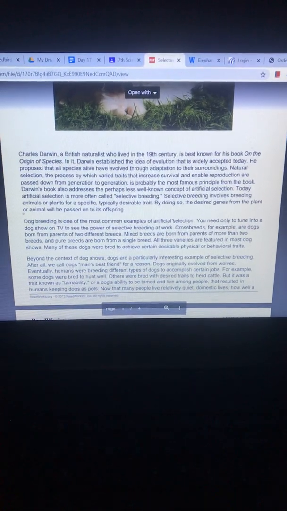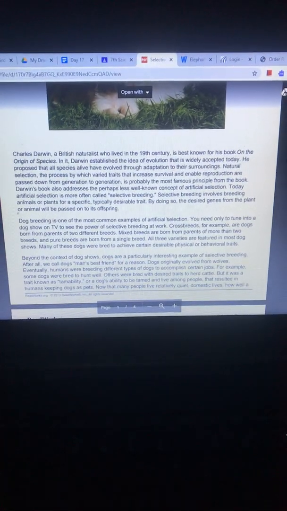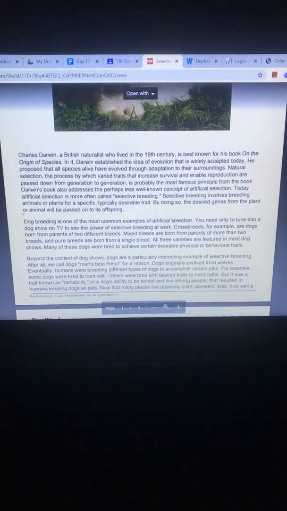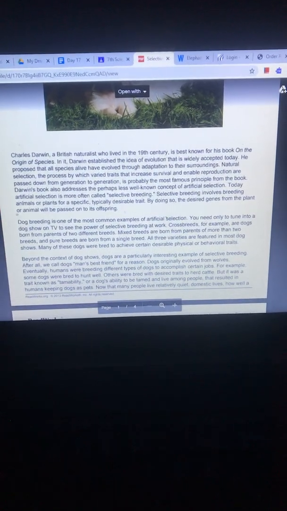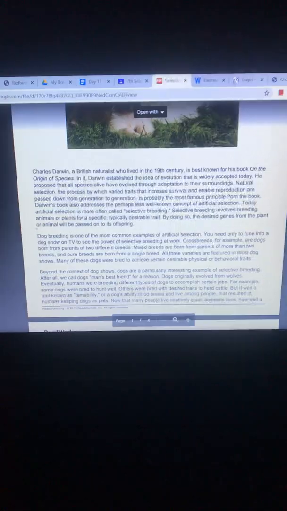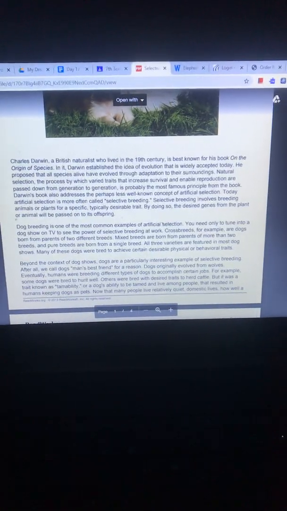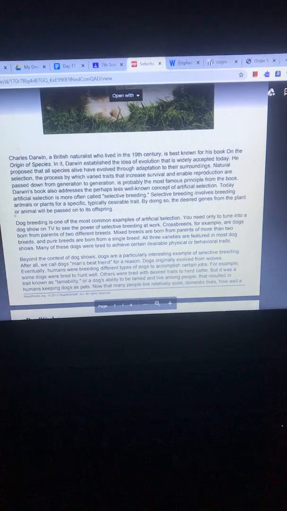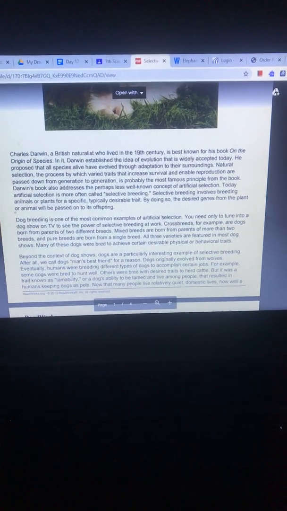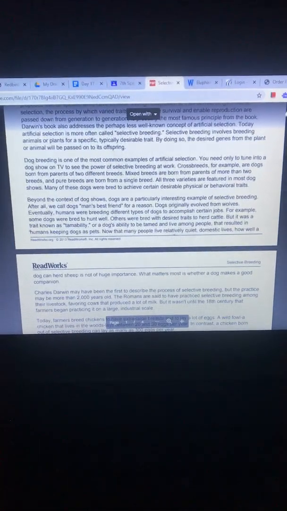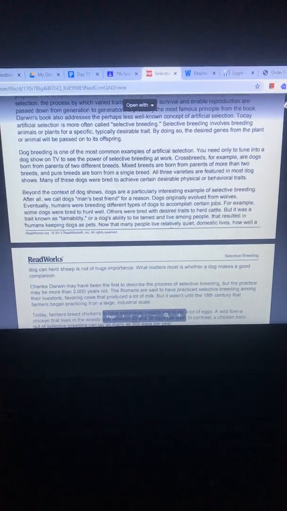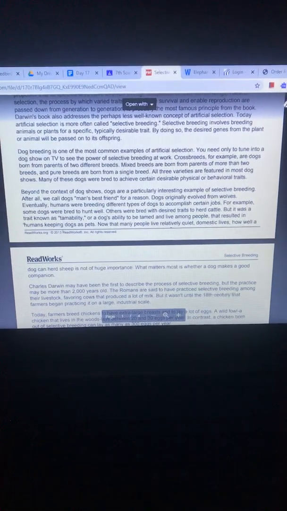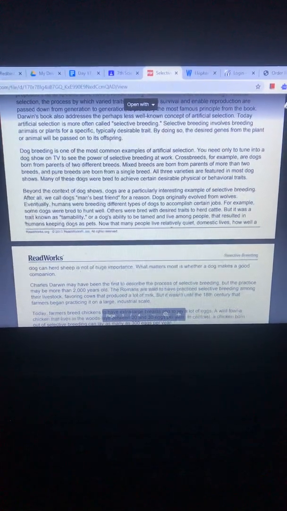Darwin's book also addresses the perhaps less well-known concept of artificial selection. Today, artificial selection is more often called selective breeding. Selective breeding involves breeding animals or plants for a specific, typically a desirable trait. By doing so, the desired genes from the plant or animal will be passed on to its offspring. Dog breeding is one of the most common examples of artificial selection. You need only to tune in to a dog show on TV to see the power of selective breeding at work.